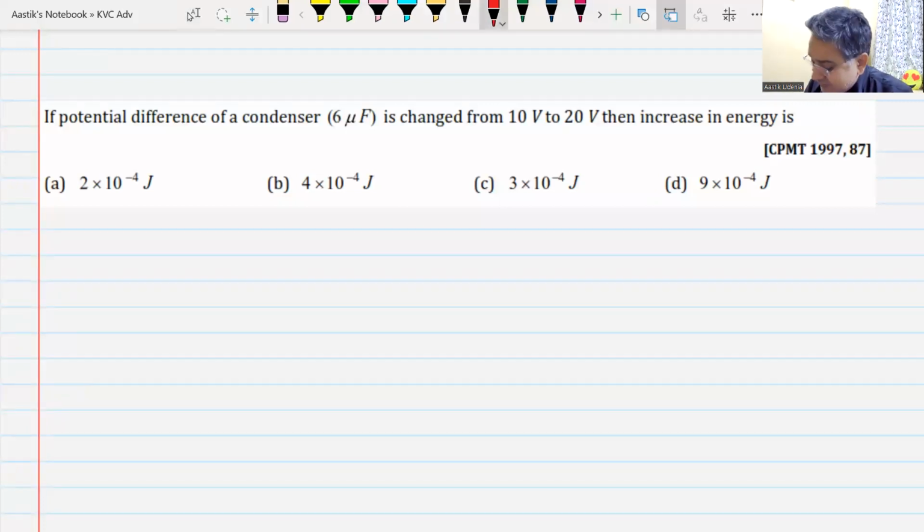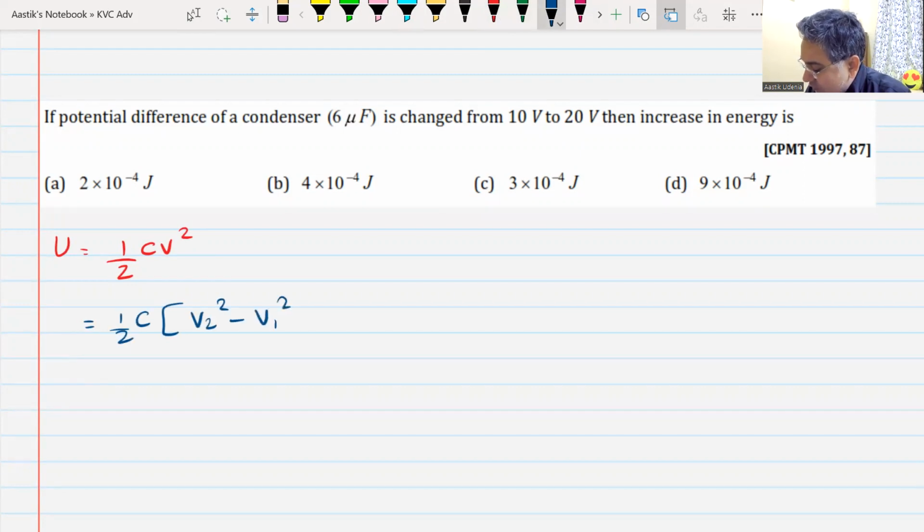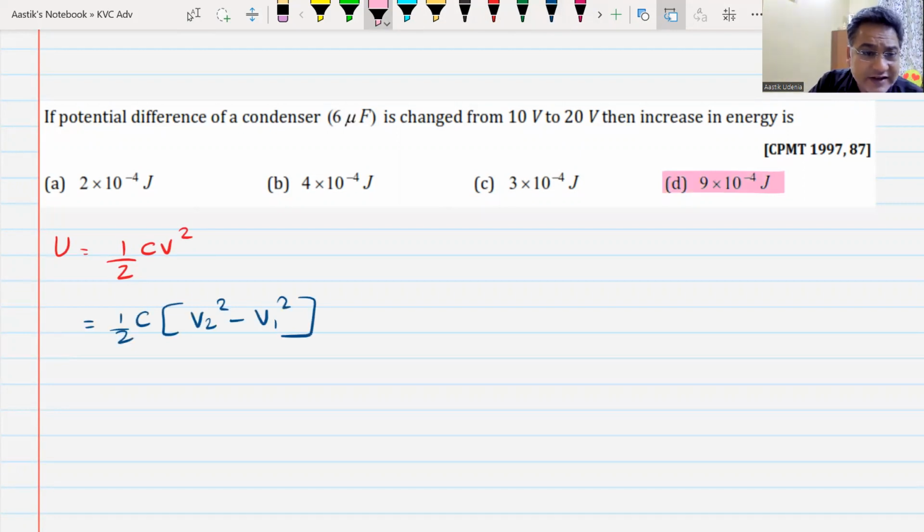Option D is correct. The energy stored in the capacitor can be written in this form, half CV square. So what is the increase in energy? You can write the increase in energy will be equal to half C into final voltage V2 square minus initial voltage V1 square. You put the values and I think you will get the answer as option D. Initial voltage is 10. The final voltage is 20. 20 square minus 10 square, and you multiply it. Do we understand this, or has this gone above our head, saying bye-bye? We got it.